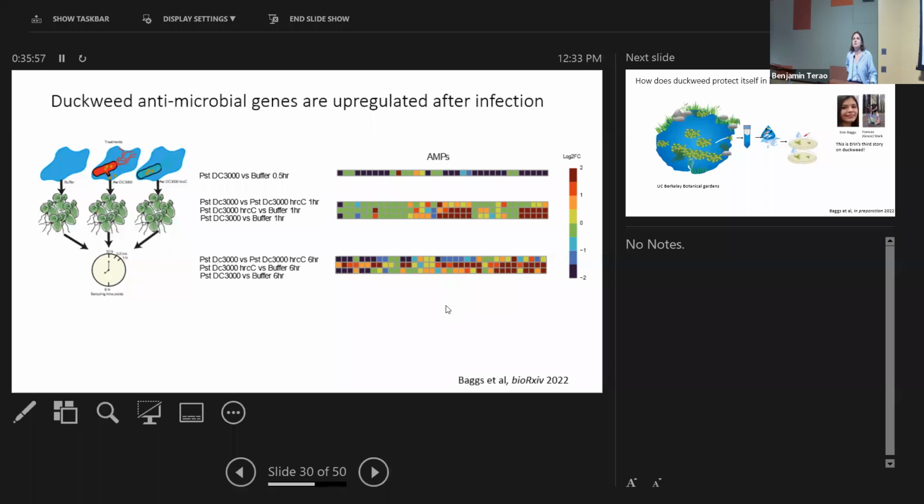But then the other bit that Erin did is like, well, in the wild, in the pond, duckweeds are surrounded by Pseudomonas. Pseudomonas is ubiquitous. It's in rainwater. It's everywhere. Yet, are they sick, right? They're not. They're invasive. So what is going on?